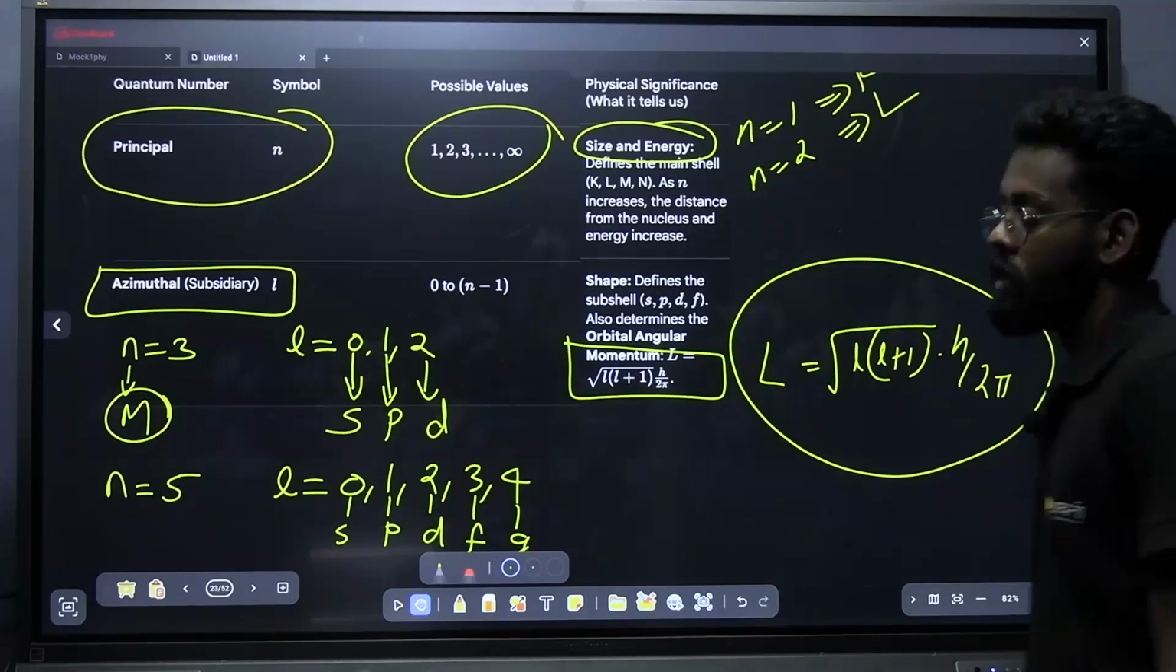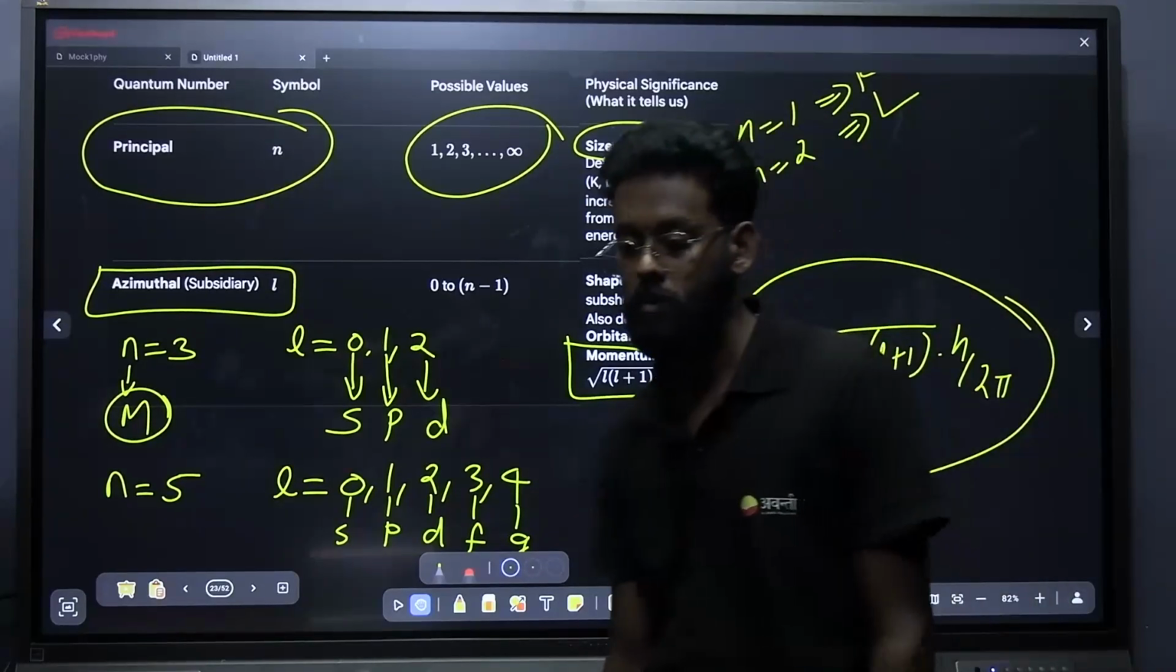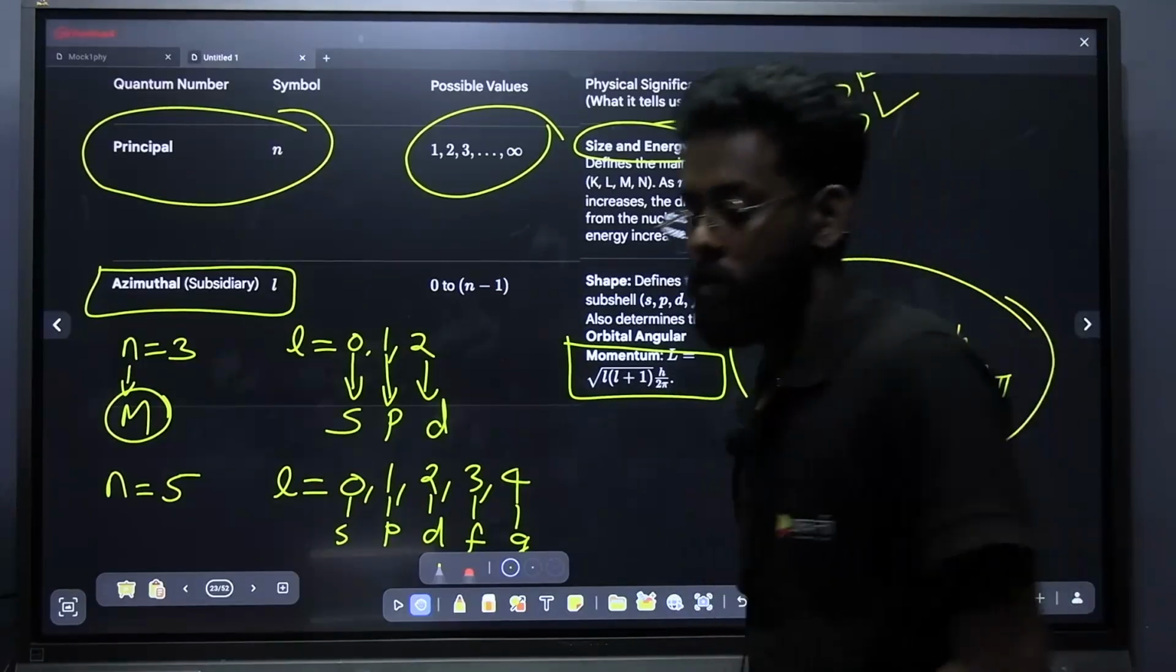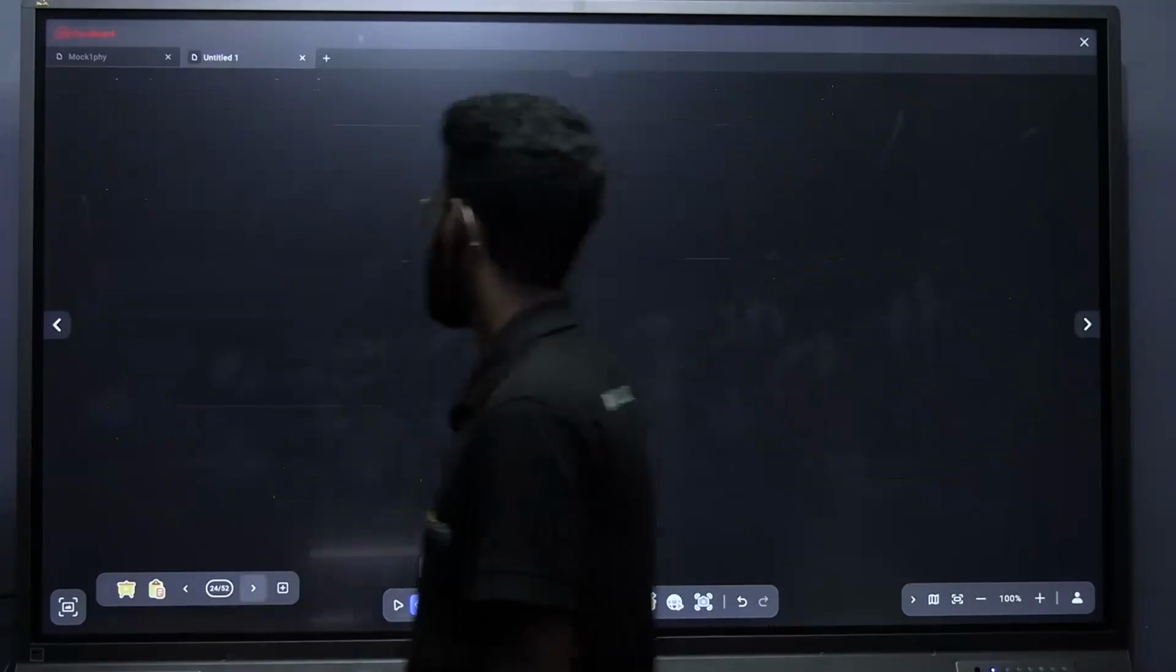Okay. Can I move to the next quantum numbers? Can I move? Yes. Thank you.